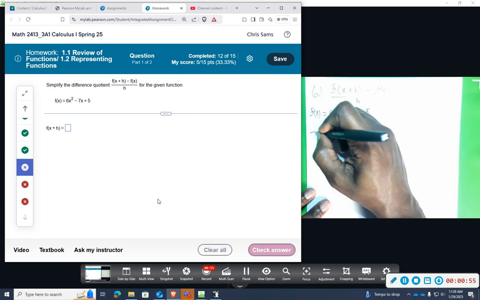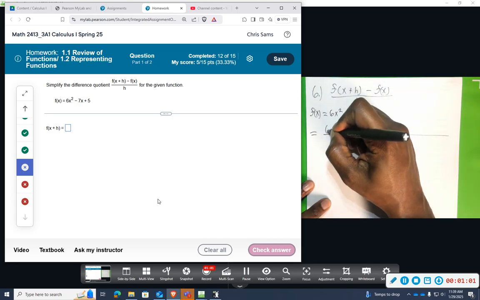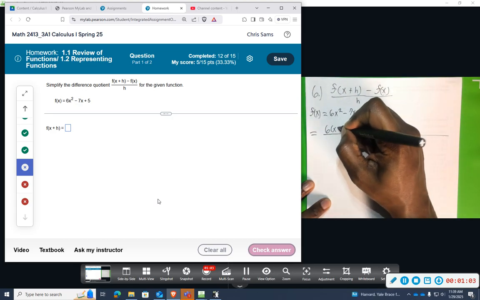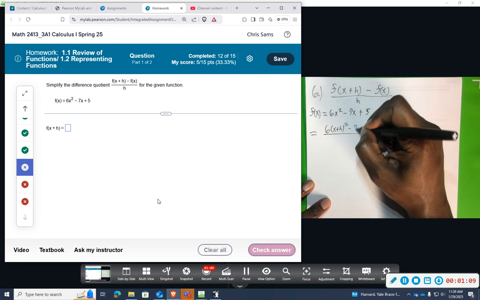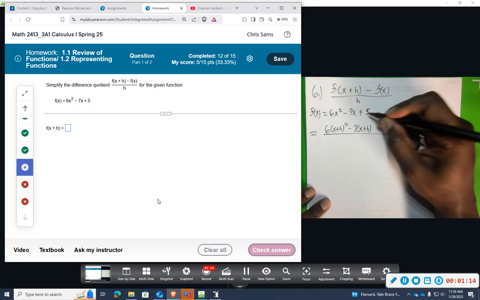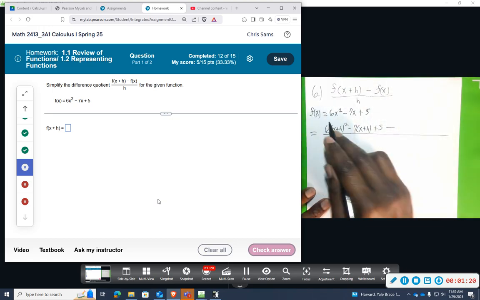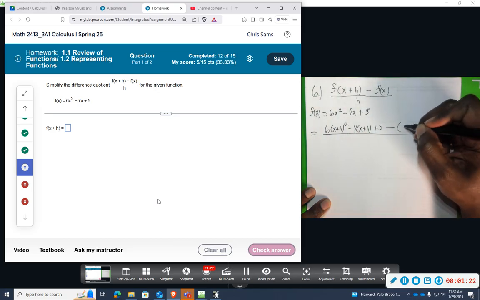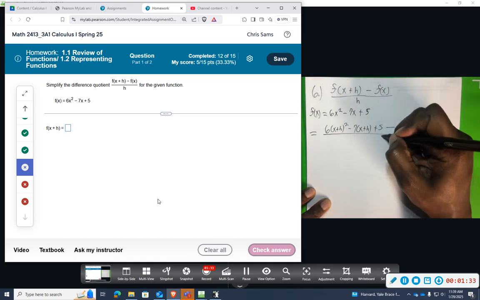So this is going to be equal to, I'm going to start with 6, replace x with x plus h, that is x squared, minus 7, and then it's going to be x plus h, and then plus 5, and then we have to subtract f of x, which is the whole expression. Put that in parentheses because that minus is going to get distributed. And then all over h.